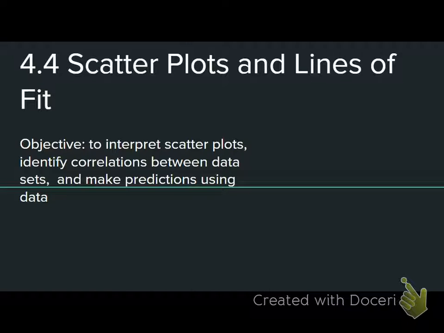All right, we are switching gears a little bit today so that we can talk about scatter plots and lines of fit. Scatter plots are something that you probably have seen in other classes. Before this math class, you might have seen them in science classes. Standardized tests, you'll usually see them.